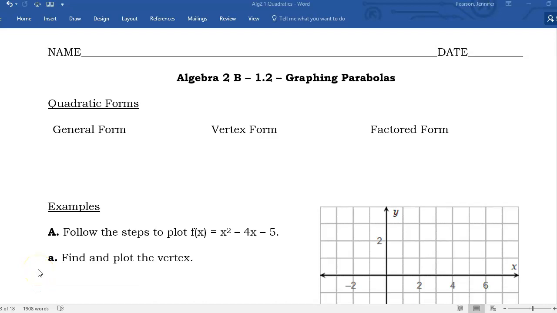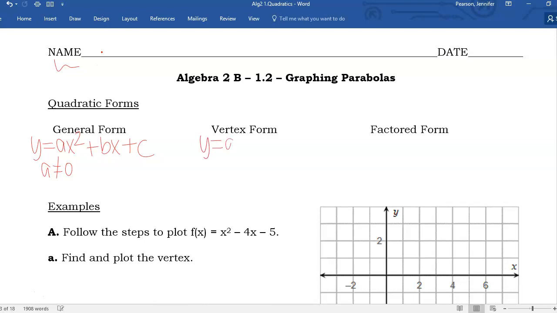This is Algebra 2B, and in the second lesson of our first chapter, we're going to be talking about graphing parabolas. Okay, so we've already talked about the different forms. I'm going to just write them down again so we can see what we're working with. General form is going to be in three separate terms. Remember, a cannot be 0. We need to have that x squared up there.